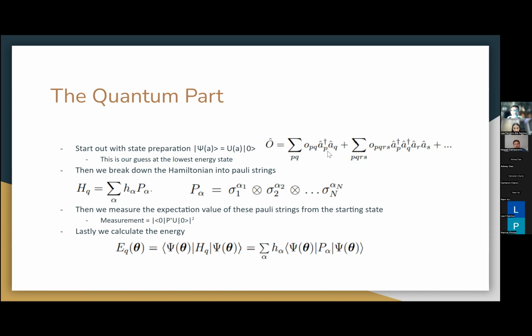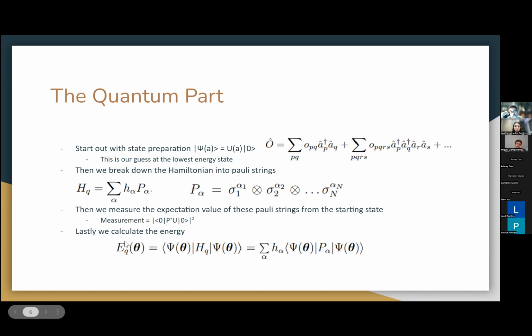Just to reiterate again, we have our overall Hamiltonian that looks something like this. We break it up into a series of Pauli strings, and then we formulate our guess at a wave function psi of theta, where theta is a tunable parameter. And then we find the expectation value of these Pauli strings, or the expectation of these individual parts of our Hamiltonian. And then we add them all back together with their coefficients in a classical computer to get an expectation value of our energy.